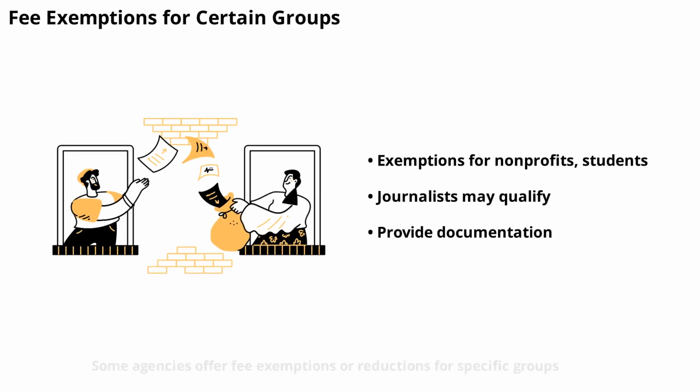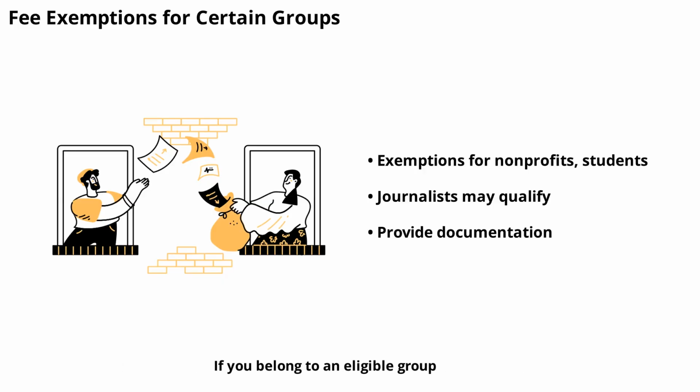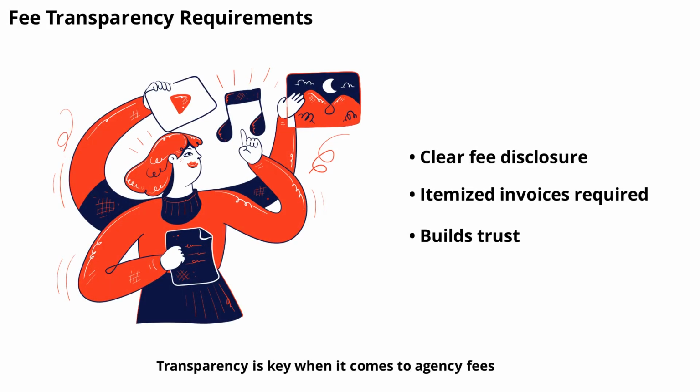Some agencies offer fee exemptions or reductions for specific groups, such as students, nonprofit organizations, or journalists. These exemptions recognize the public benefit of certain types of records requests and help ensure that cost is not a barrier to access. If you belong to an eligible group, be sure to provide documentation and ask about available exemptions when making your request.